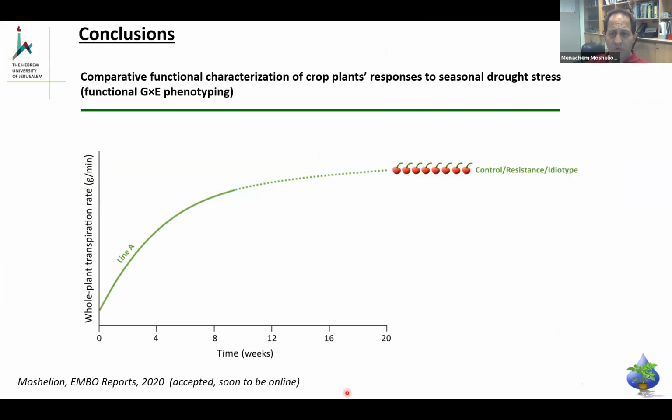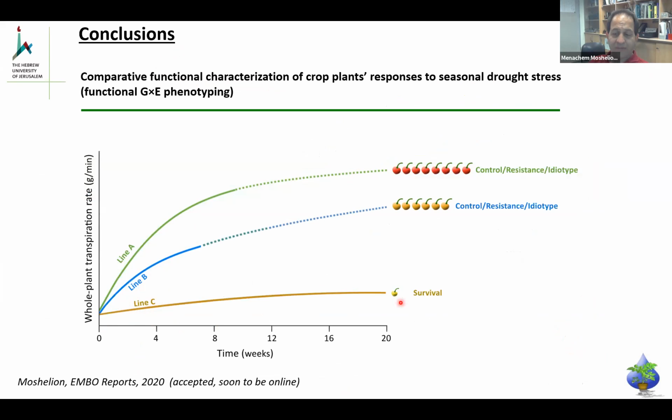So to conclude my talk, I talked today about this comparative functional characterization. So it's important to select your line. So for example, we can work with high productive line, medium productive line, or low productive line. It's okay. As long as you have the control, it doesn't matter. You're always going to compare your plant to its control. Like line A will always be compared to line A, and B to B, and C to C. Of course, you can also compare all of them one to each other.